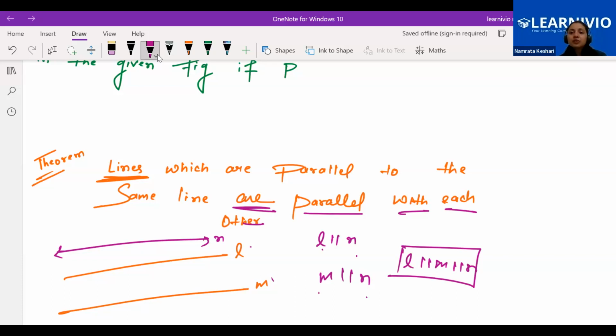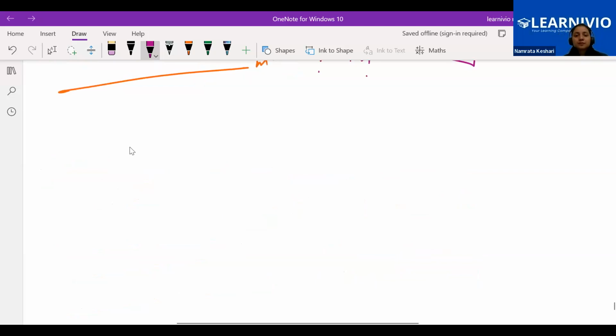Okay, so we will be using this theorem now. Lines, we understand. Lines which are parallel to the same line are parallel with each other. So if two lines we are having and it's parallel to same line, then we can say all are parallel with each other. That's it. Okay, so we will be using this theorem. Let's use it while solving the question.